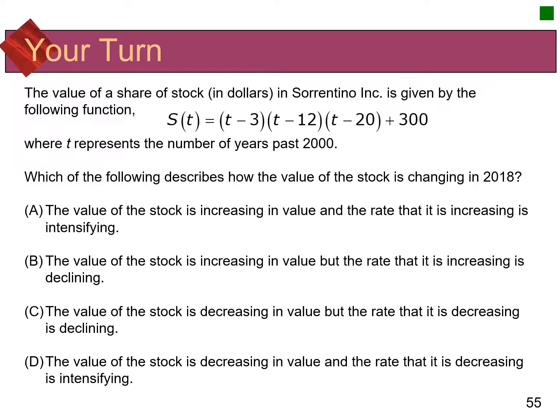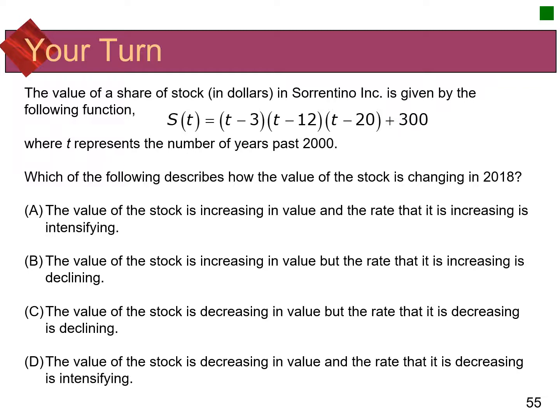of years past 2000. You're asked to find which of the following describes how the value of the stock is changing in 2018. So it's basically asking, is the value of the stock increasing, and the rate that it is increasing is intensifying, which means not only is it increasing, but year to year it's increasing by a bigger amount? Is the value of the stock increasing, but the rate that it is increasing is declining, which means I do expect it to go up in value next year, but not quite as much as it did this previous year?